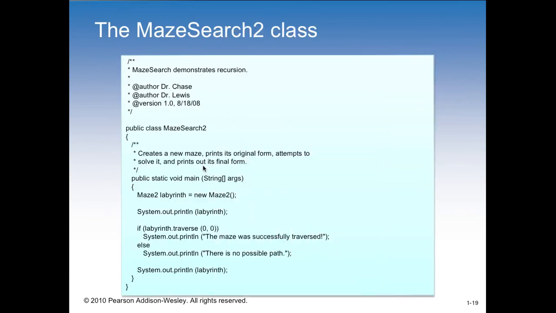Here's our code for it. So here's our maze search 2. We've got a class called maze search 2 that creates a new maze, prints the original form, attempts to solve it, and prints out the final form, the final path traversal. In main, we're going to create a labyrinth, so we're going to create a new maze 2, and we're going to print out the original path that we've got. This is the object of maze 2, which works with the previous chapter's example, and I can't remember what that one was. I think it was a list actually.